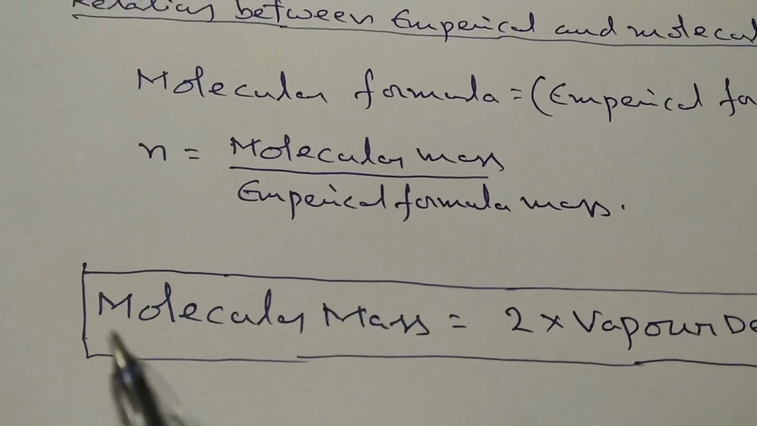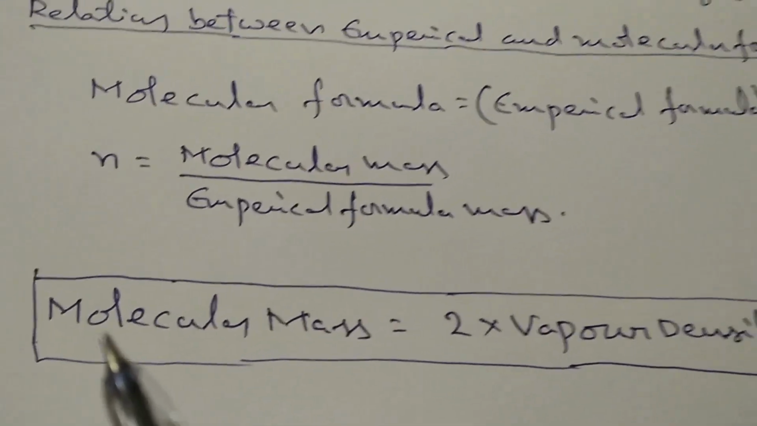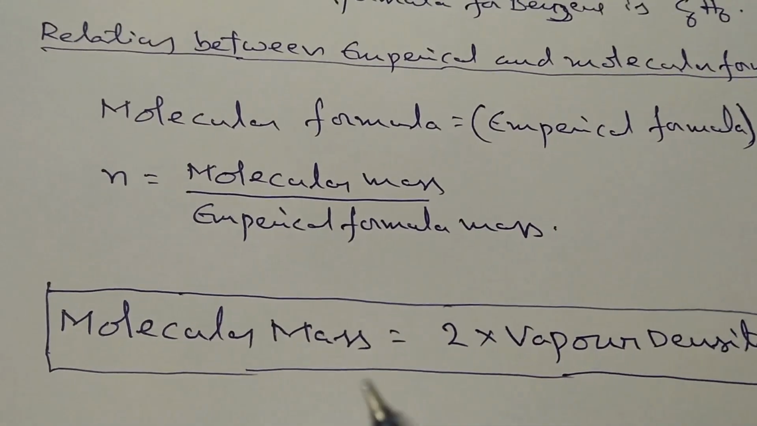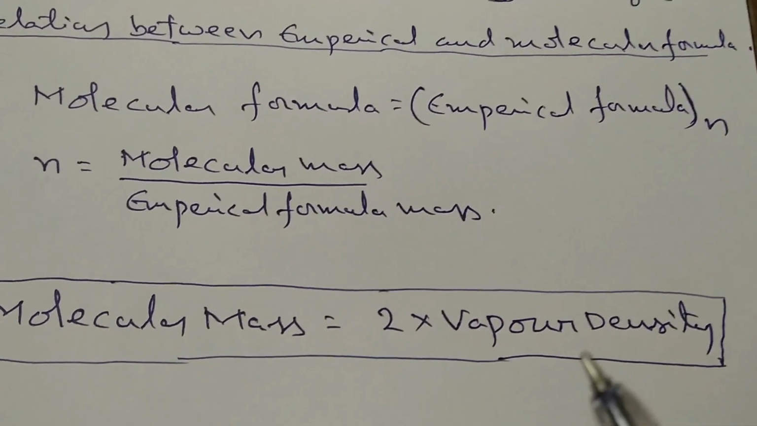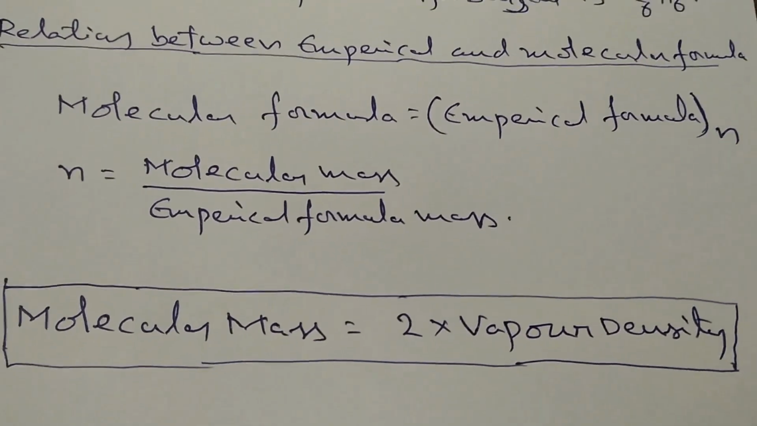One more important formula is molecular mass is equal to 2 into vapor density. If vapor density is given, from that also we can calculate molecular mass.